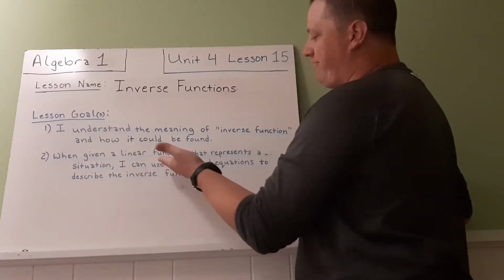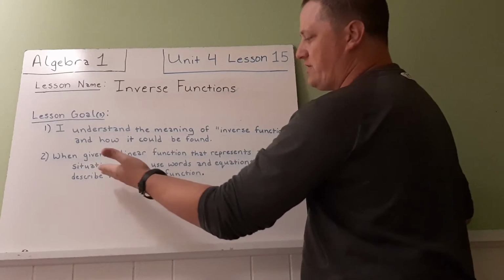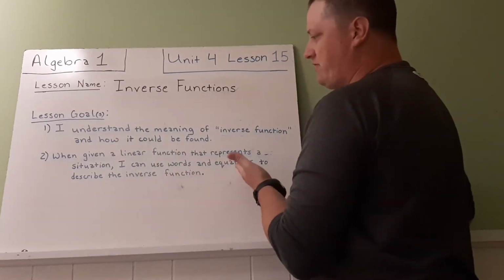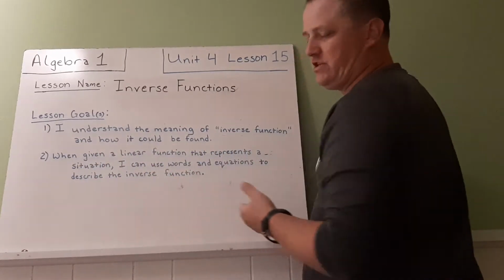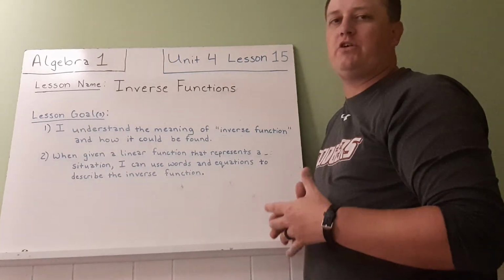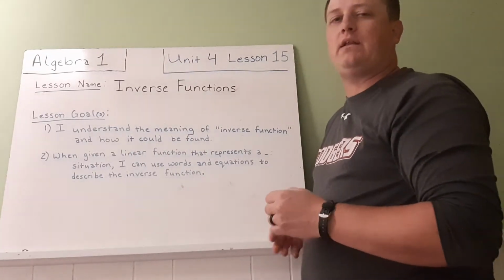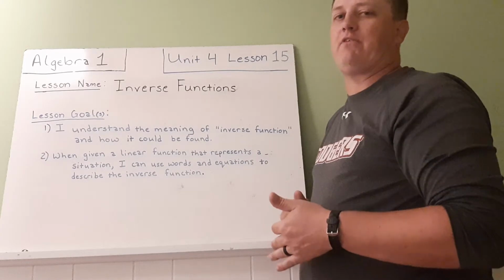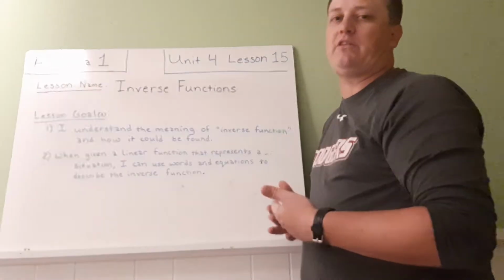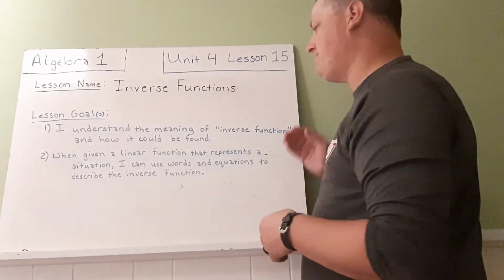When given a linear function that represents a situation, I can use words and equations to describe the inverse function. So when we have our original linear equation, we need to be able to create the inverse function and be able to describe what's happening within that situation.